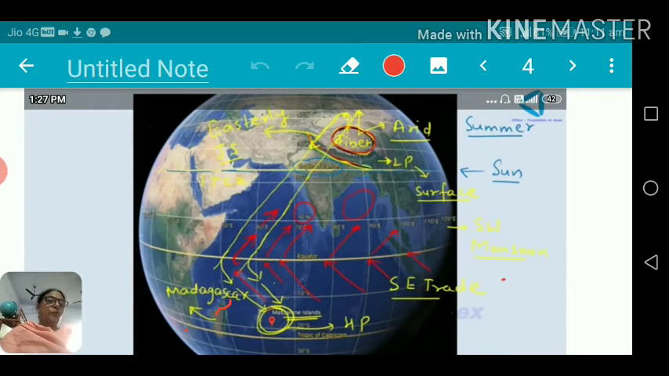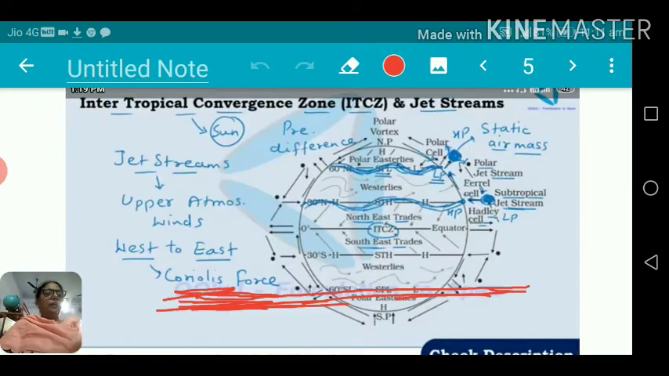As a result, there is a low at the place of Madagascar. Suppose you take the example of India in this map. Some winds rise from Tibet. Before that, we should know about the intertropical zone. The intertropical zone is formed there.